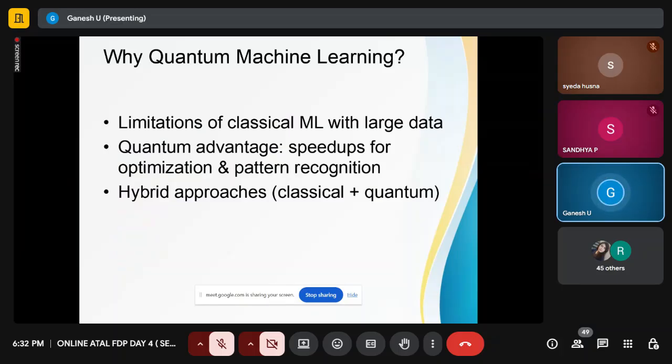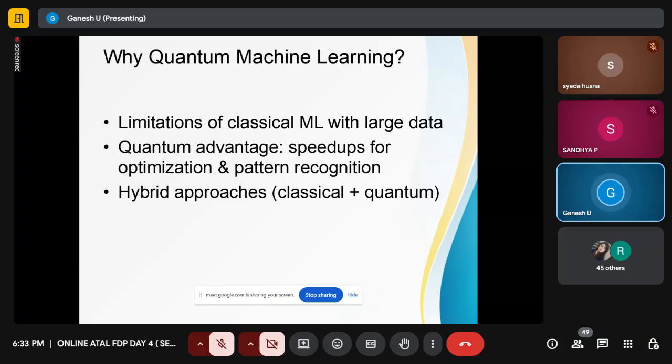So why quantum machine learning? Why do we have to learn quantum machine learning? Quantum has many difficulties in real time, so why are we combining quantum with machine learning? Not only machine learning, research is now going on combining quantum with deep learning techniques, with AI models, with quantum principles. First, we will discuss why this machine learning and quantum combination is needed.